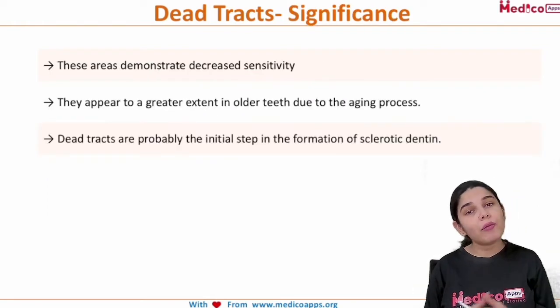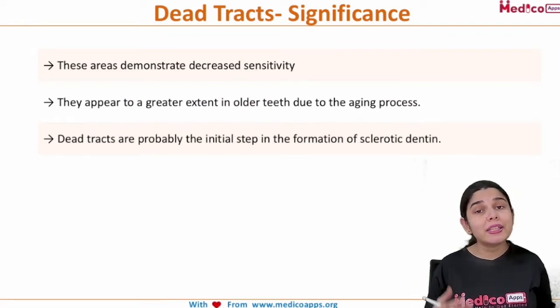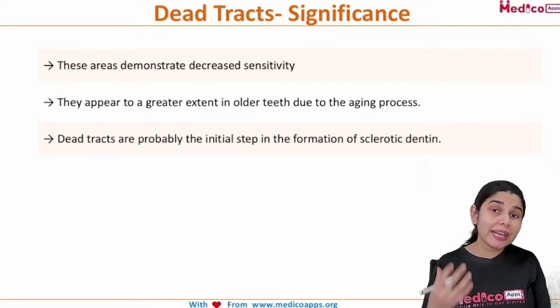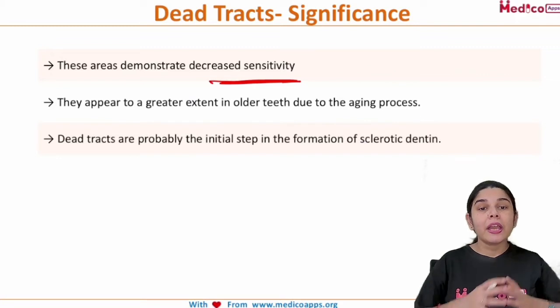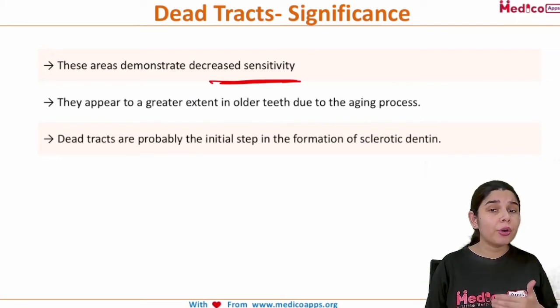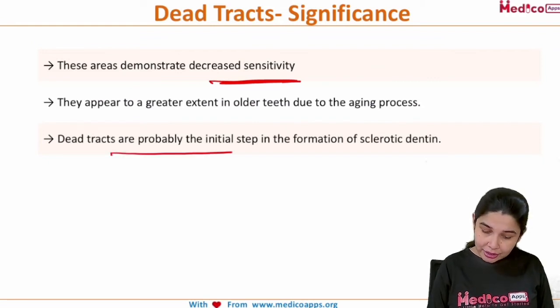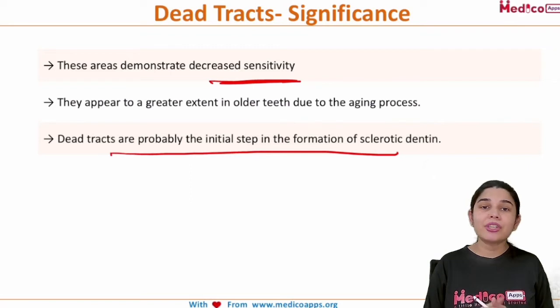So with that, I also want to discuss the significance. What does this dead tract cause? It decreases the sensitivity of the tooth in that particular area. It is also seen more in older teeth due to the aging process. And lastly, the dead tracts are possibly the initial step in the formation of sclerotic dentine, which I have mentioned.